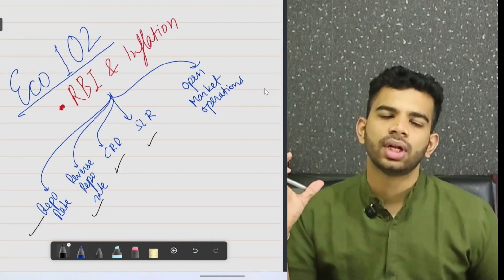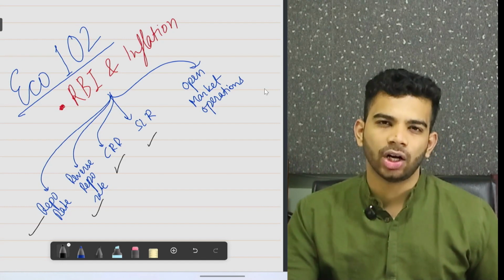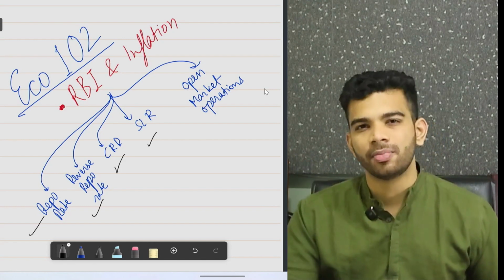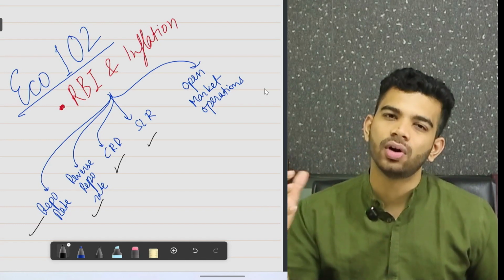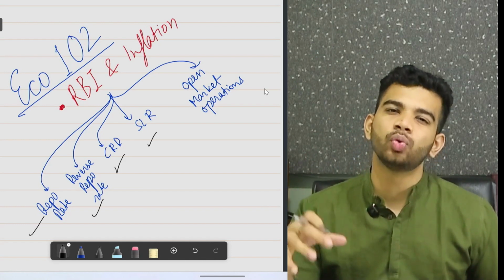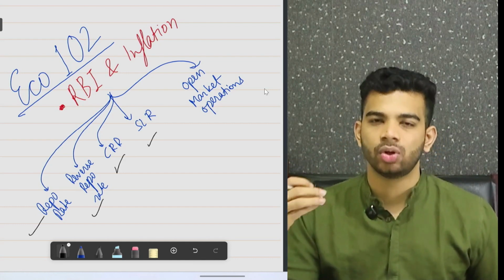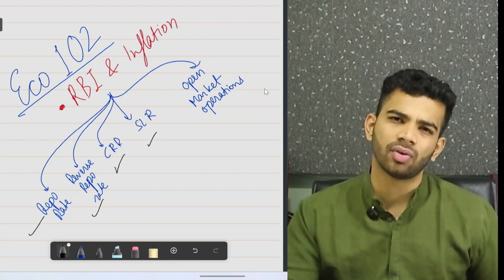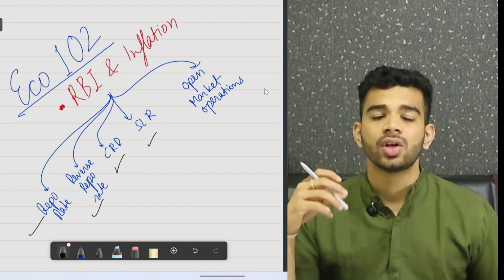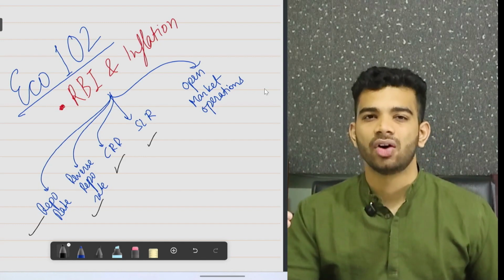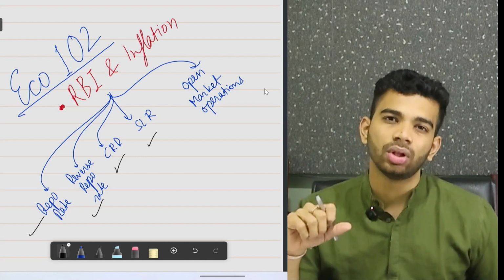The next tool that the RBI has is open market operations. Before you understand open market operations, you need to understand what government securities are. They are fairly straightforward. This is a particular way through which the government borrows money from the public. Treasury bills are one form of government securities. Now the RBI buys and sells these government securities in order to control the money supply in the economy.